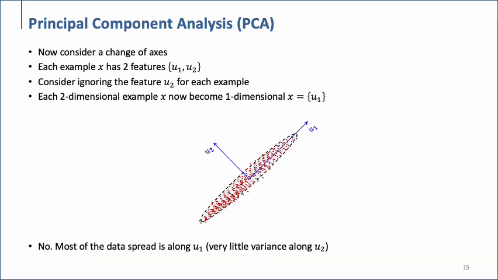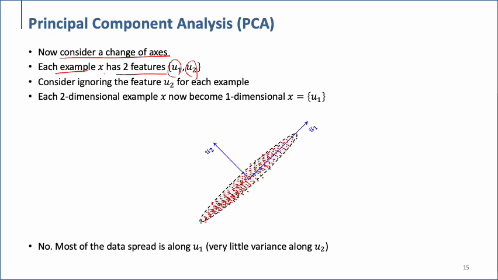And here now let's consider a change of axis. That means the data are exactly the same, but here let's consider the case where the axes are changed. So here, its example x has two features, but instead of x1 and x2, here we have u1 and u2. So by changing the axis to u1 and u2, this data also has two features, u1 and u2.